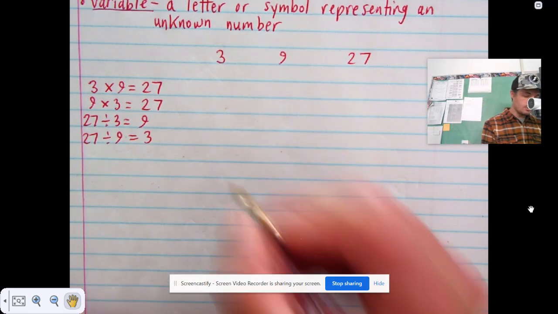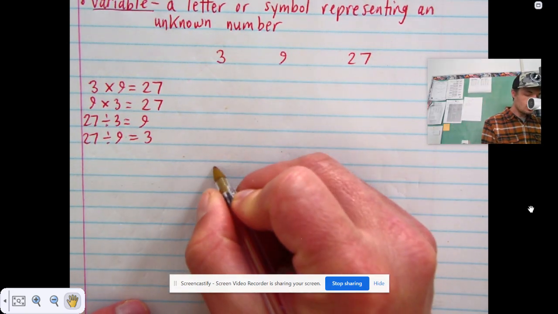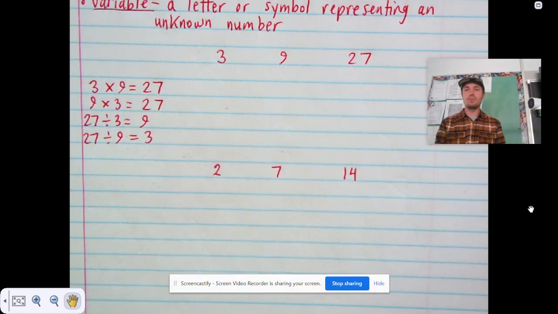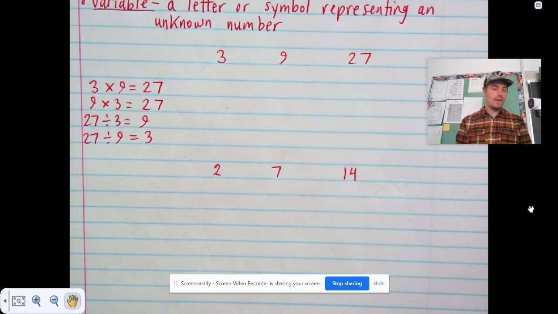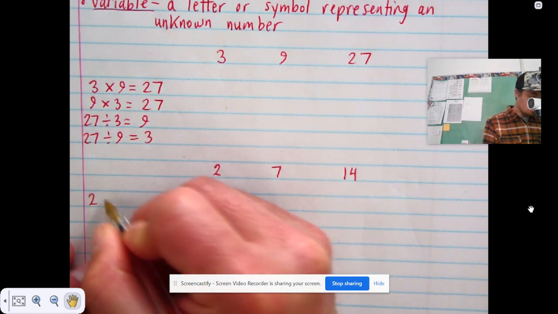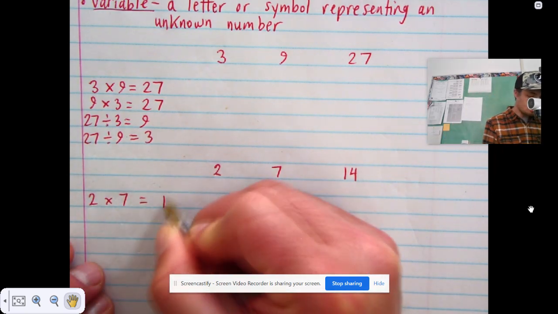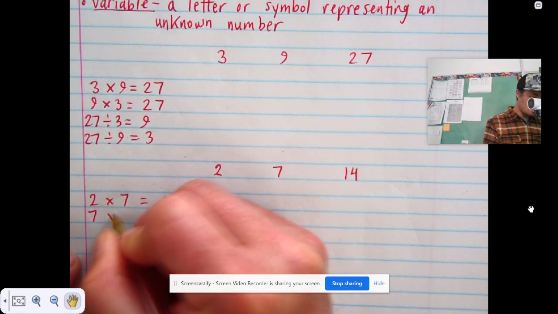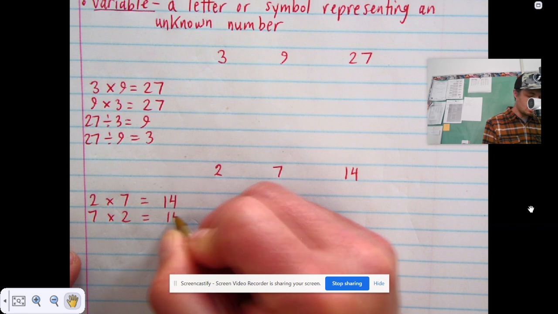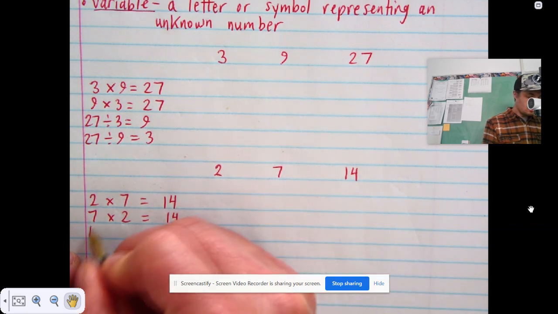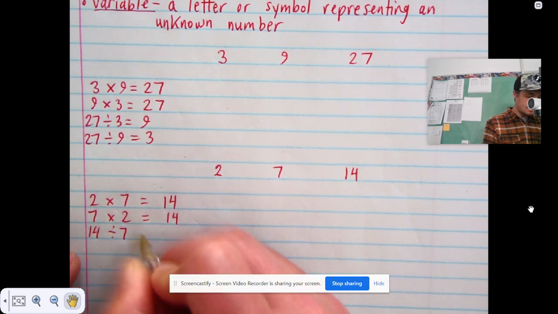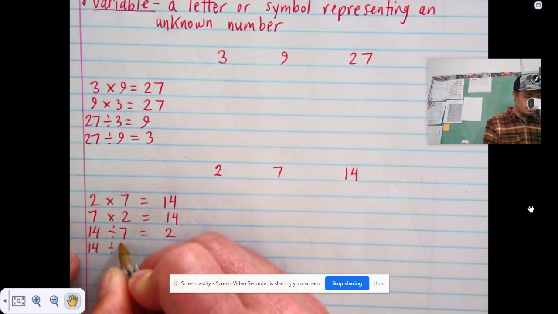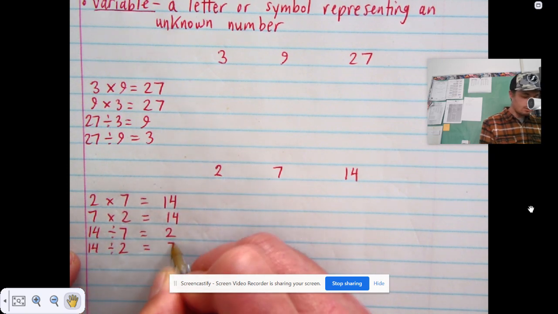Let's do another example. Let's say we have 2, 7, and 14. How would you make a fact family for 2, 7, and 14? Well, you could do 2 times 7 equals 14. Make sure you're writing down everything I'm writing down. You could do 7 times 2 equals 14. You could do 14 divided by 7 equals 2. And you could do 14 divided by 2 equals 7.